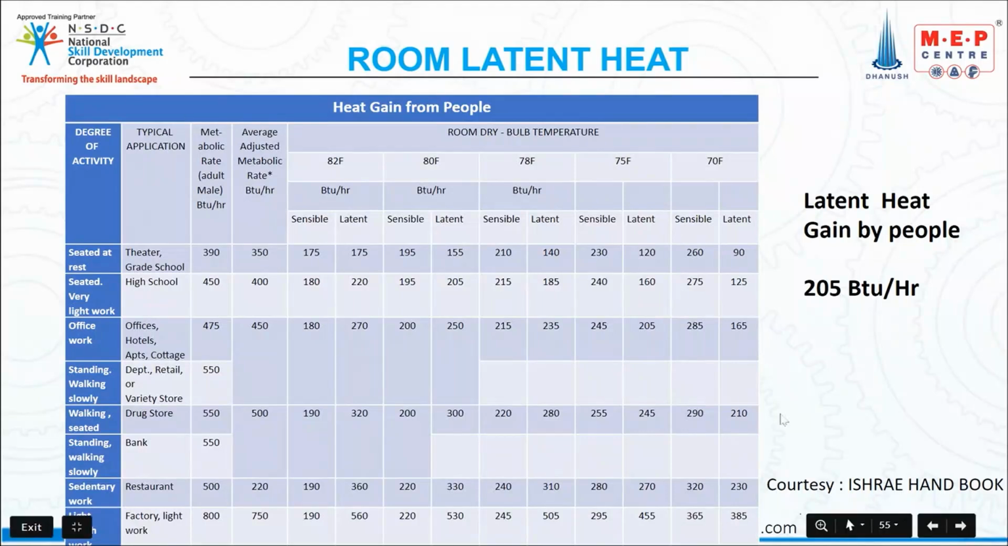Just you can make a note of this bus. So from page number 20, sir, from page number 13.